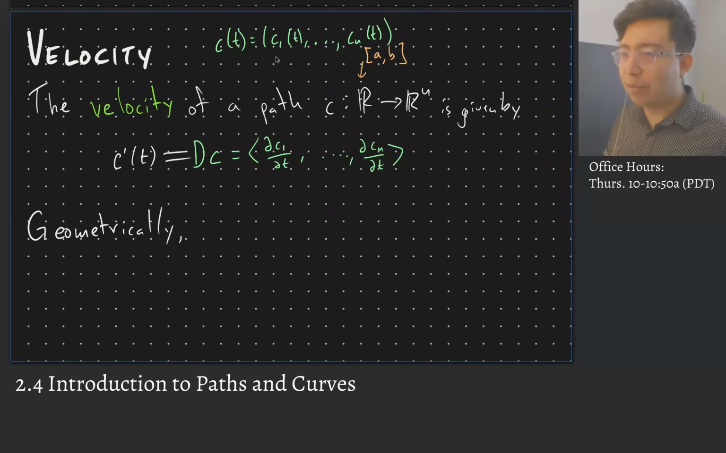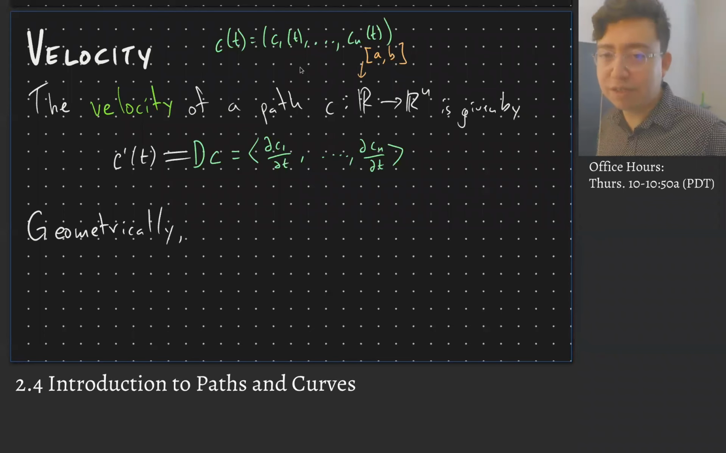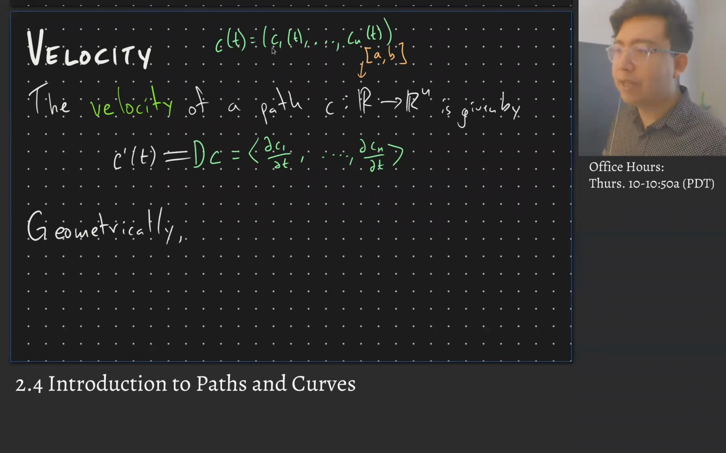So typically, before we were calling this x of t, y of t, z of t, if it's in 2 or 3 variables. That's a very common way to do it. But you can also just break it up into its parts if there are more variables.